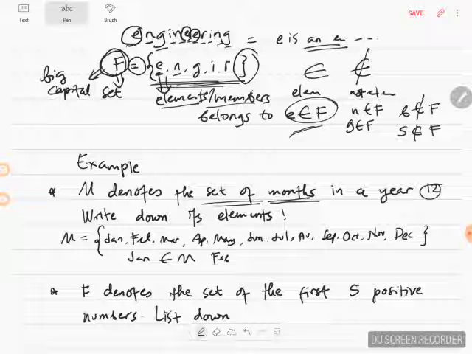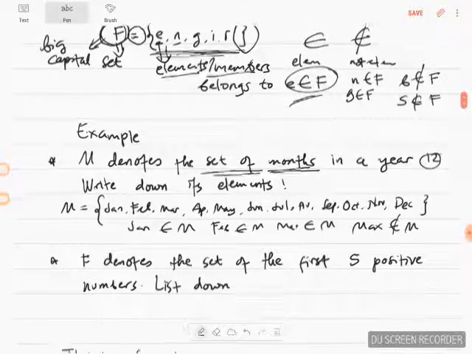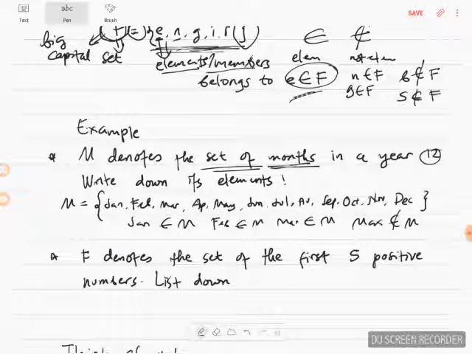The second example, I hope by the last example you can understand a lot about sets already. F denotes the set of the first 5 positive numbers. Remember, the first 5 positive numbers. That's actually F. List down its elements, list down the members. This is how you write sets, right? Try to think about it and then come back to our video. If you've gotten the answer, let's list them down.